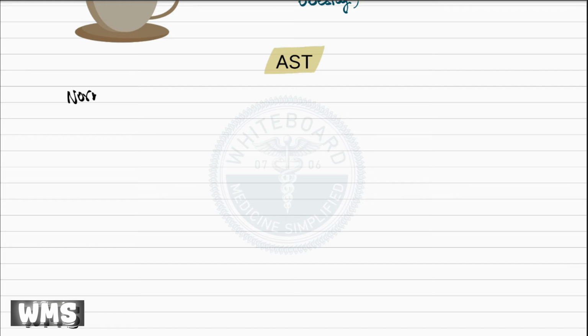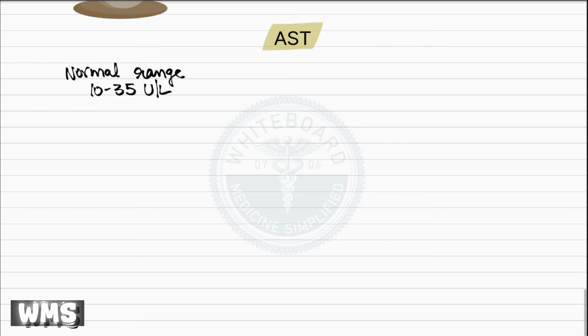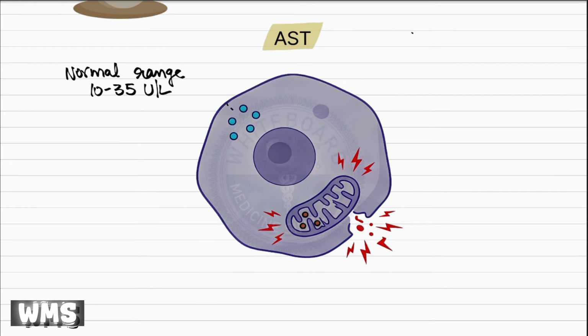The normal serum AST level typically ranges from 10 to 35 units per liter. AST is present not only in the liver but also in other tissues, which is why it is less specific for liver disease compared to ALT. It exists in two genetically distinct isoenzyme forms, a cytoplasmic form and a mitochondrial form.